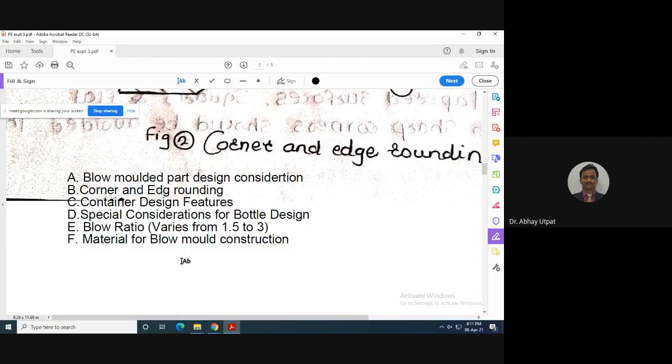For your kind information, the material for blow molding or any mold is usually non-ferrous alloy or steel. In case of blow molding, aluminum alloy and copper alloys are normally used along with steel. I repeat once again, aluminum alloy and copper alloys are used along with steel. Aluminum alloys are light in weight, so you can handle them easily.